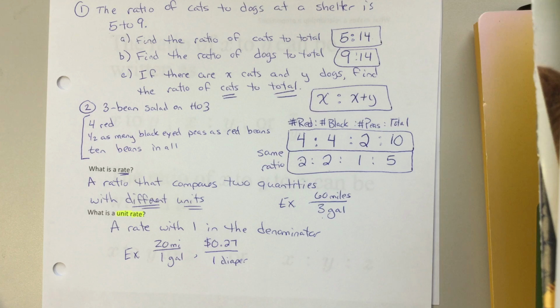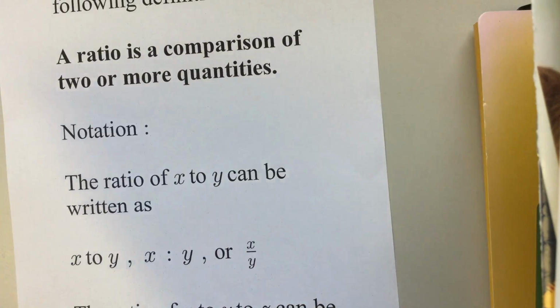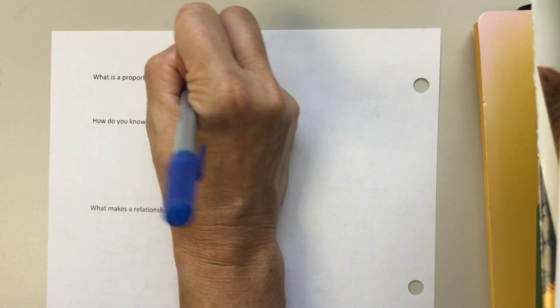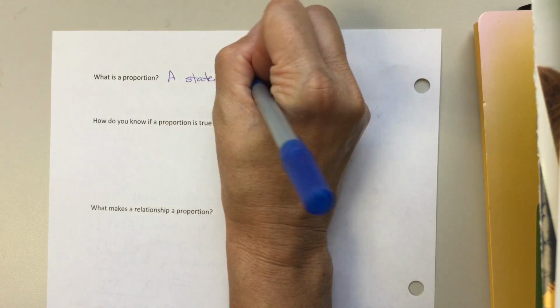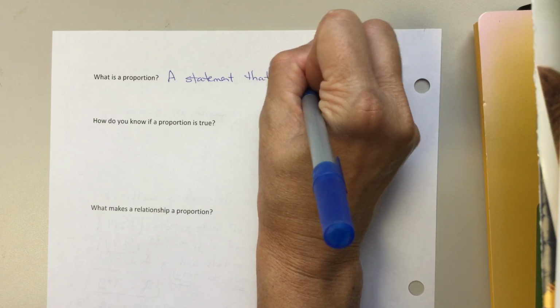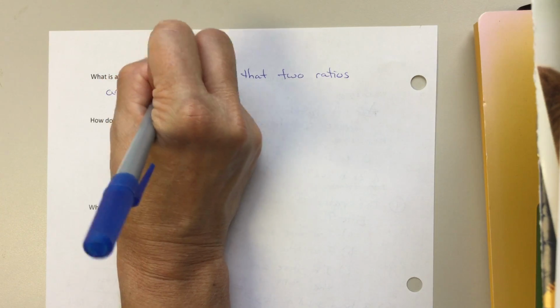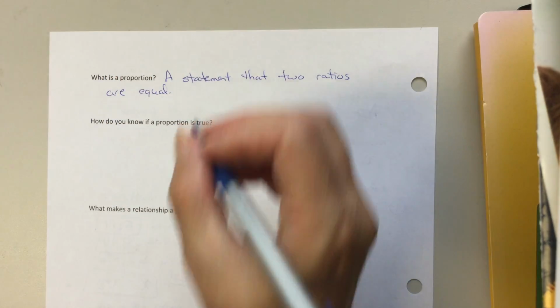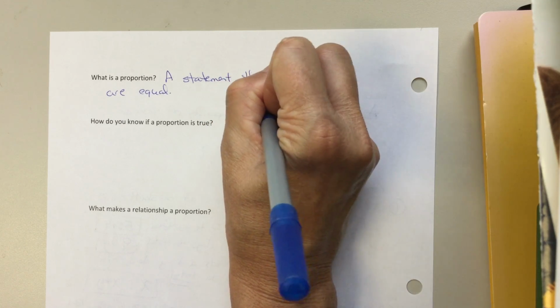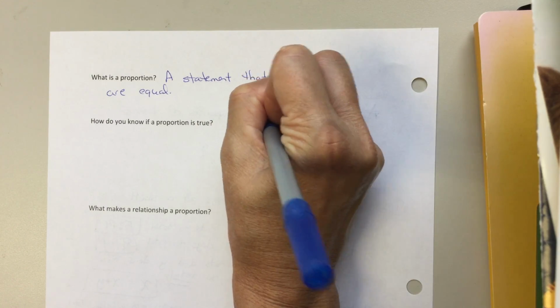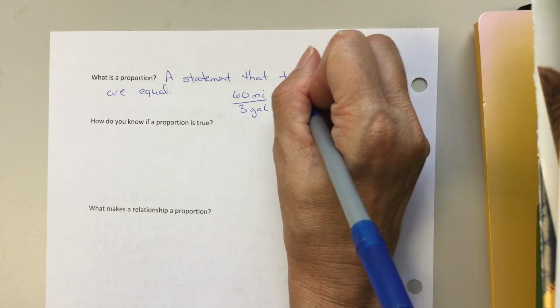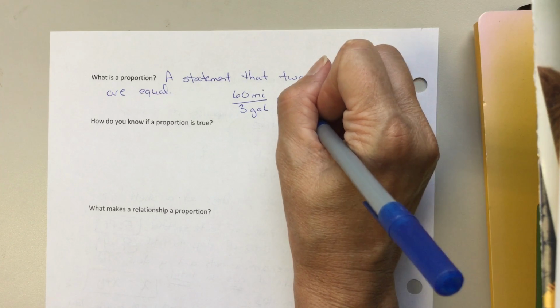All right, so if you would look now at the back of your handout, we have here a proportion. So this is kind of our next topic after ratio. So a proportion is just a statement that 2 ratios are equal. Okay, so I'm going to steal our example from the previous page. I had 60 miles for every 3 gallons, and we claimed that that was the same as 20 miles for every 1 gallon.